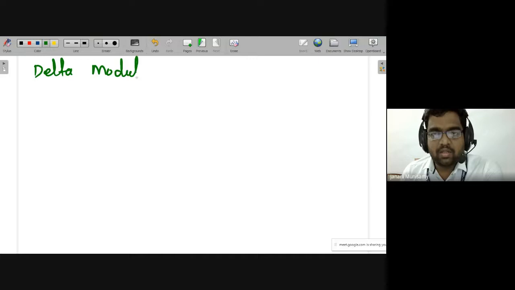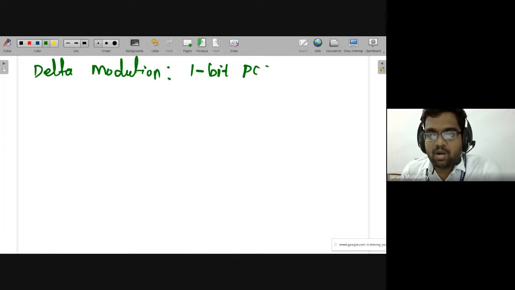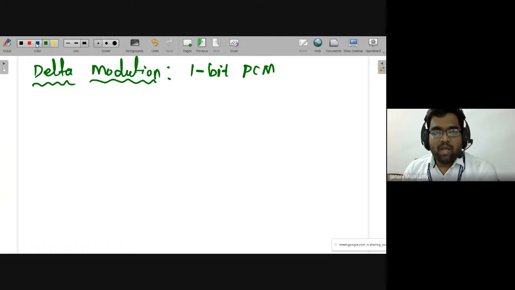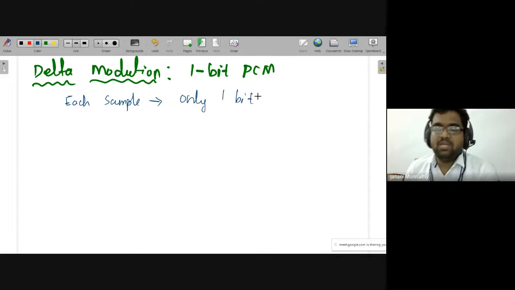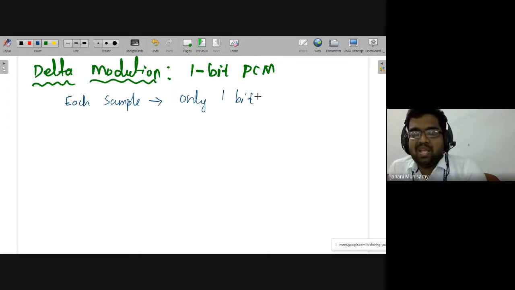Delta modulation. The another name for delta modulation is 1-bit PCM. Why? Because in case of delta modulation, each sample will be assigned only 1 bit. PCM-ல என்ன பார்த்தோம், ஒவ்வொரு சாம்பிளுக்கும் we will be assigning n number of bits. DPCM-ல என்ன பண்ணோம், difference between the samples-க்கு n bits assign பண்றோம். இங்க வந்து என்ன பண்றோம், delta modulation-ல we will be assigning only 1 bit for each sample.